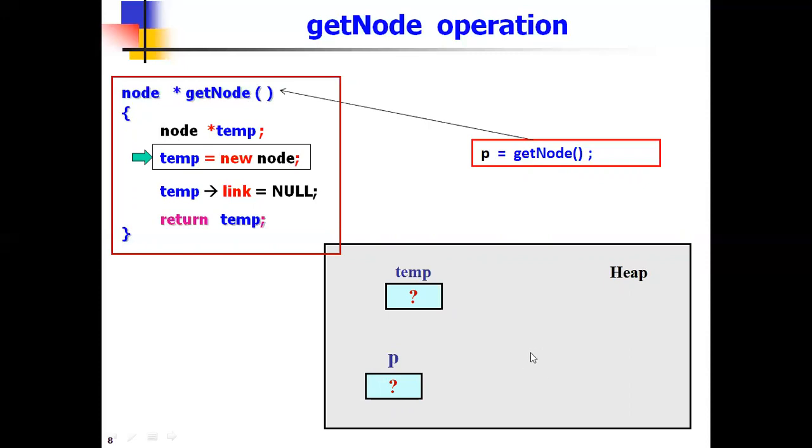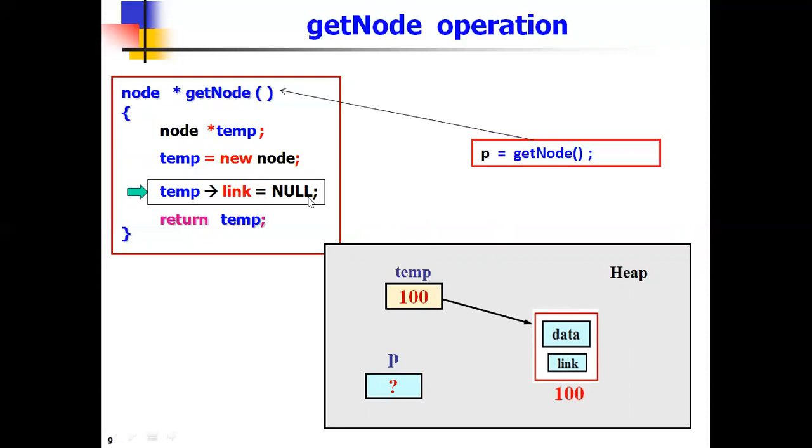So somewhere in the heap, a node is constructed. Suppose at address 100, the node is constructed. So its address is returned to temp. So temp will get that address. So what does that mean? So temp is pointing to the node whose address is 100. So it is pointing to this node. So temp is pointing to this node. That's why it is storing that address of that node.